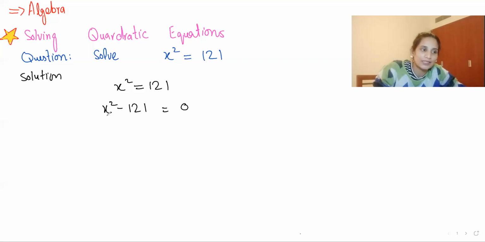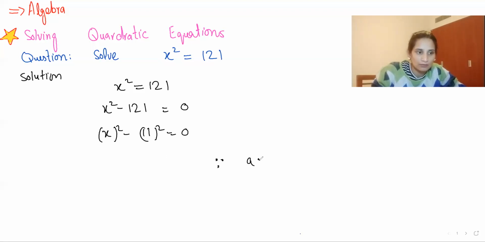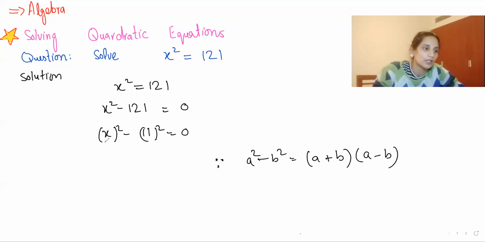As we can see, x square can be written as x whole square, and 121 is the square of 11. So we can write it as x square minus 11 square is equal to 0. By the difference of squares formula, we know that a square minus b square is equal to the product of a plus b and a minus b. So we can write it as (x minus 11)(x plus 11) is equal to 0.